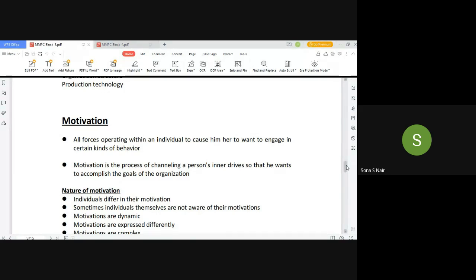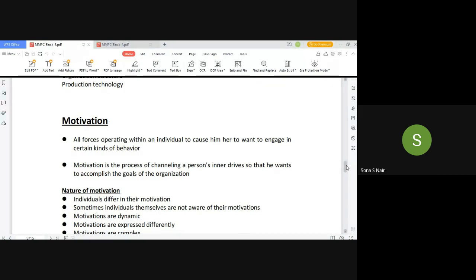Okay, so the first definition of motivation, which describes what is motivation, is all forces operating within an individual to cause him or her to engage in certain kinds of behavior. So this is something which is existing within individuals, existing within us. It indicates a drive in us to do something, to achieve some goal, right? It could be channeled in any manner, in any way. But yes, some driving force, something which tells us to do something, to engage in certain kinds of behavior, that is motivation.